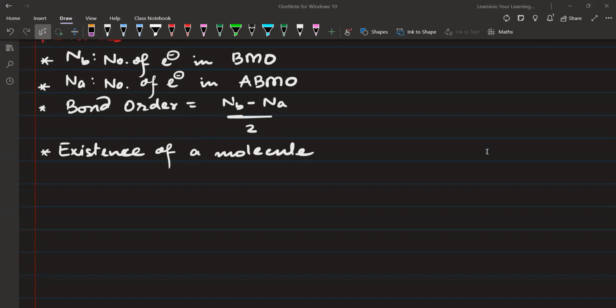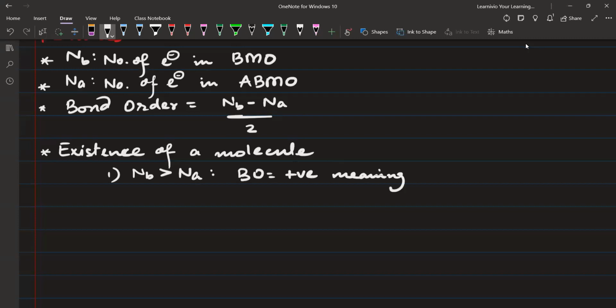If there is no bond, that means the molecule will not exist. So there are three different cases. When the number of bonding electrons is greater than the number of anti-bonding electrons, the bond order is going to be positive. If bond order is positive, that means the bond exists, and if the bond exists, the molecule also exists. I am just writing a tick mark here, you write exists.